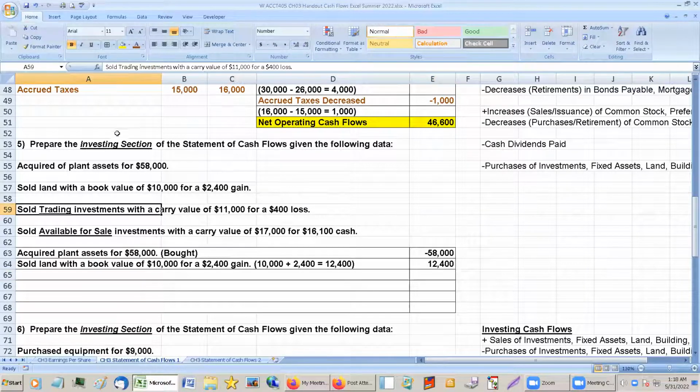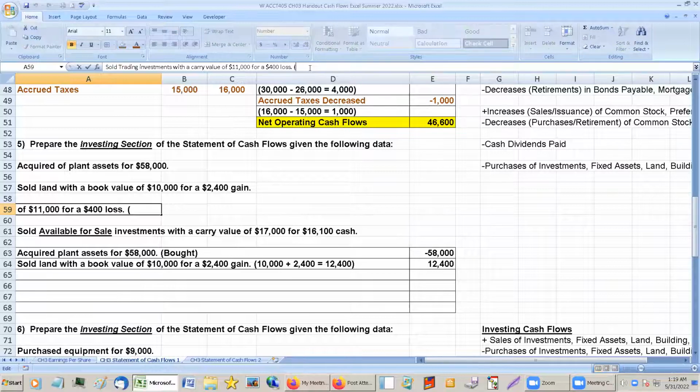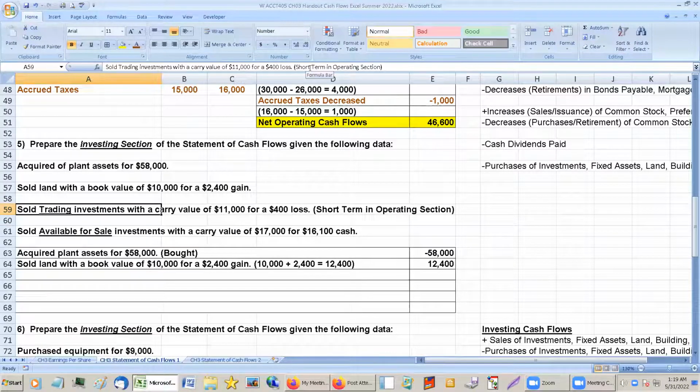Trading investments. This is a trick question. Trading investments do not go in here. These are short term, so they do not go in there. It would actually go in the section we just did, the operating section.